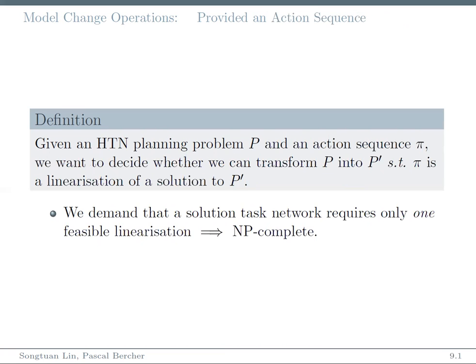Lastly, we go back to the solution criteria, which requires that a solution task network only needs to have one feasible linearization. We then asked whether we can change the planning model so that a sequence of primitive tasks is a linearization of some solution to the planning problem. This one turns out to be NP-complete as well.